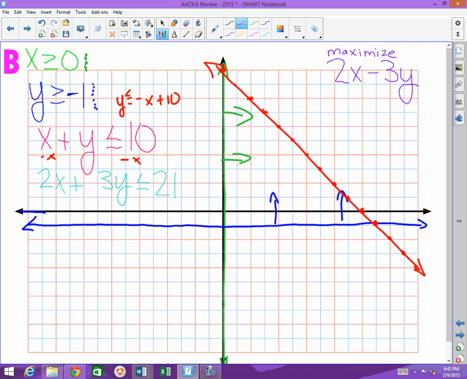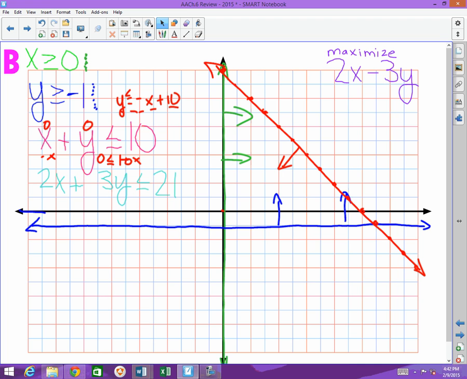And there's that line. And now when you try to figure out the shading, here's where if you don't want to use this equation, go back to the original, substitute a coordinate, 0, 0. Is that a true statement? 0 is less than or equal to 10. It is true. So therefore we're going to go below that line. There we go.